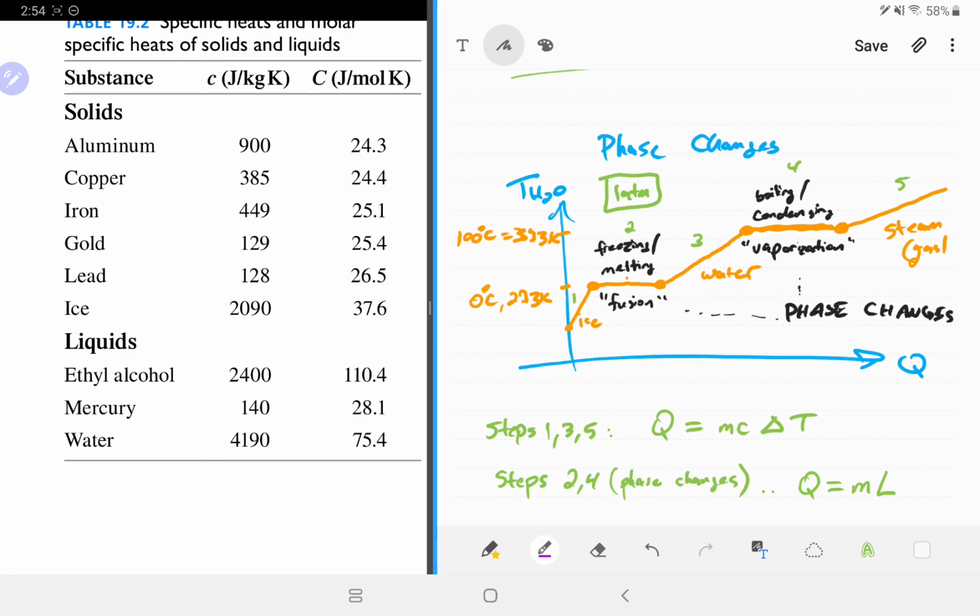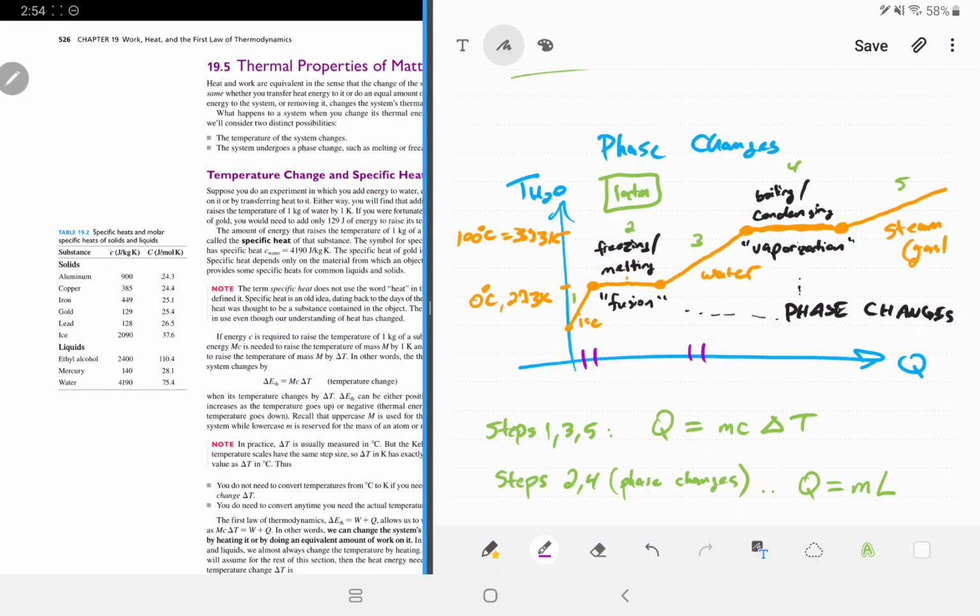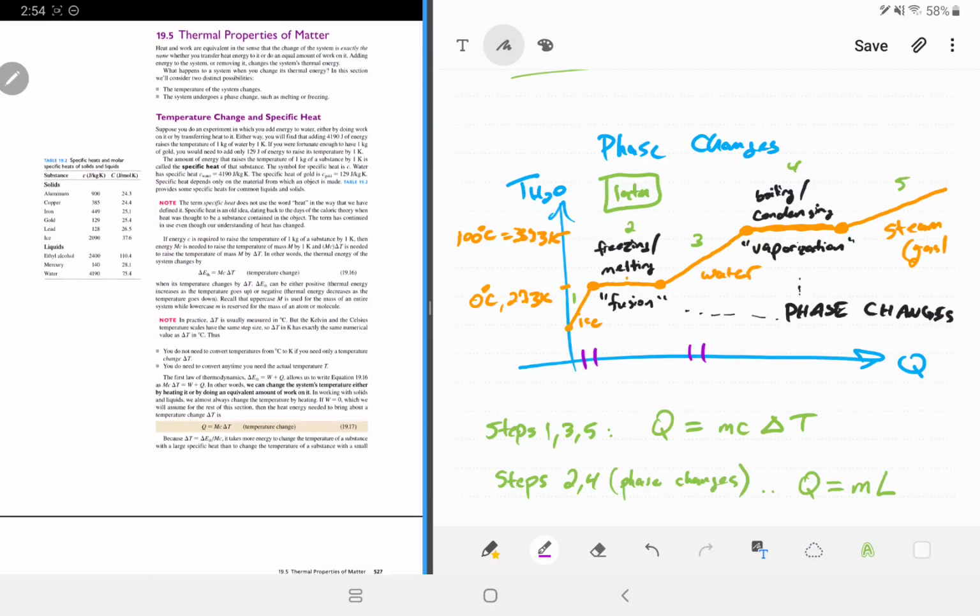So notice how for a given Q difference right here, in step 1 right there, the ice is gaining a lot of temperature difference, but the water doesn't gain as much temperature for the same heat added. And steam would even have a more drastic horizontal line right here. It doesn't gain temperature very quickly at all because the specific heat for steam is so large. They don't include it on this table, but you can find it elsewhere.